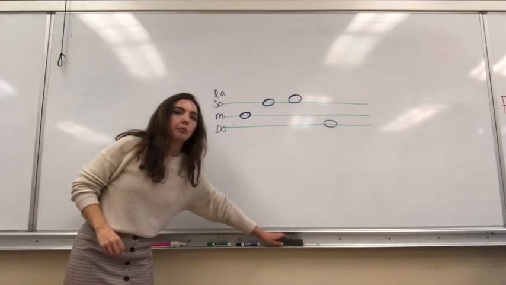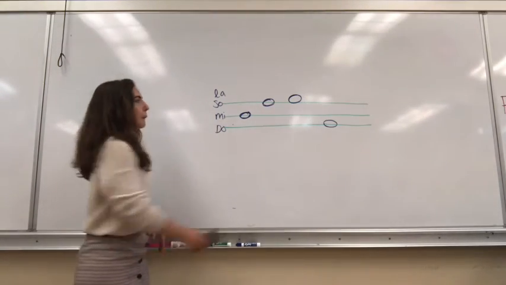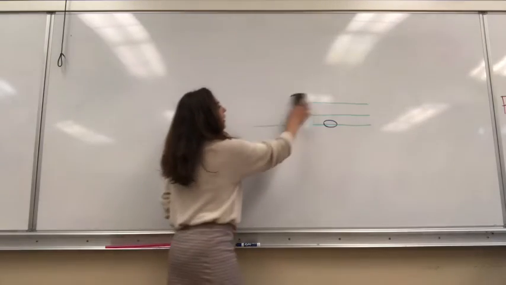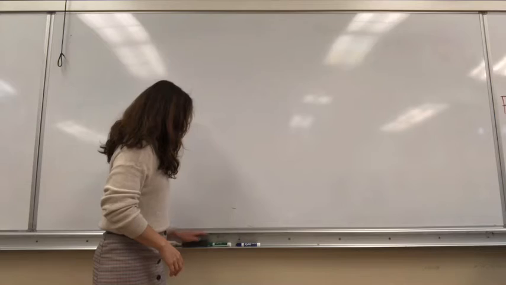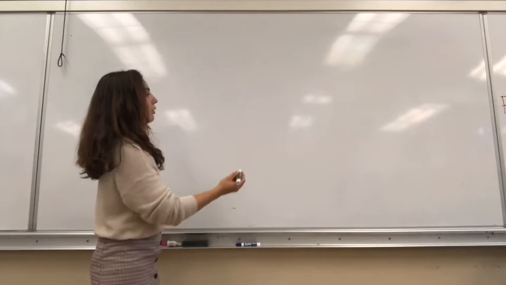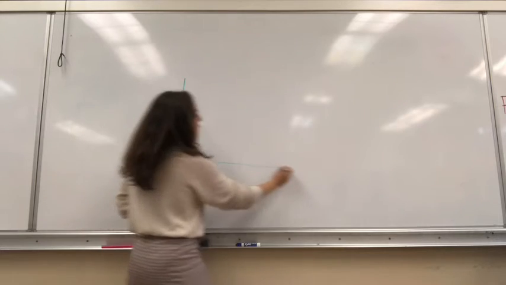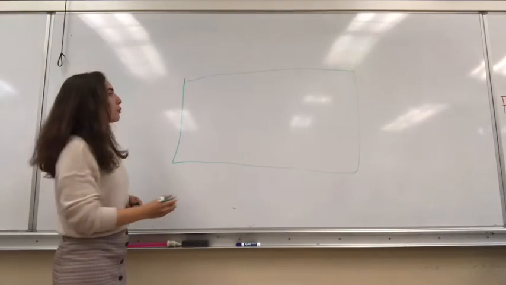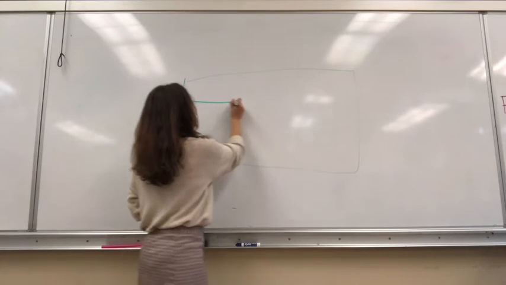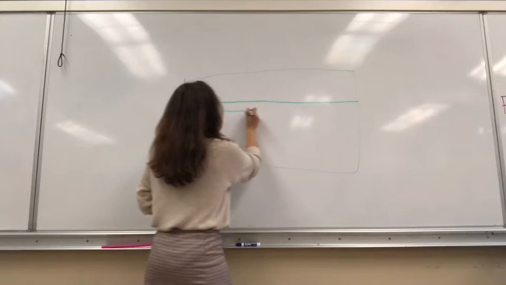So on a piece of paper, I want you guys to draw your own three-line staff. And I want that to go all the way across your paper. So let's say, here's my piece of paper, and I'm going to draw a three-line staff across that, just like this, all the way across.